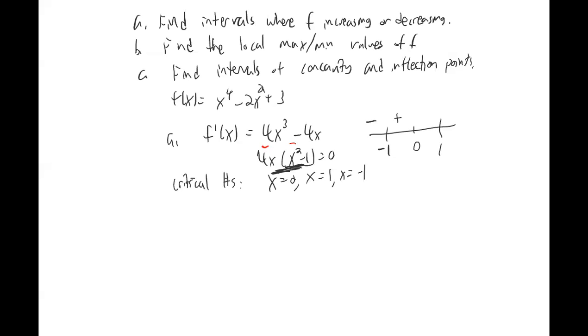All right, now same exact thing. Pick your favorite number between 0 and 1. So let's say a half. 4 times a half, positive number. A half squared minus 1, negative number. Positive times negative is negative. And if you like, pick your favorite number after 1, like 10. 4 times 10 is positive. 10 squared minus 1 is positive.